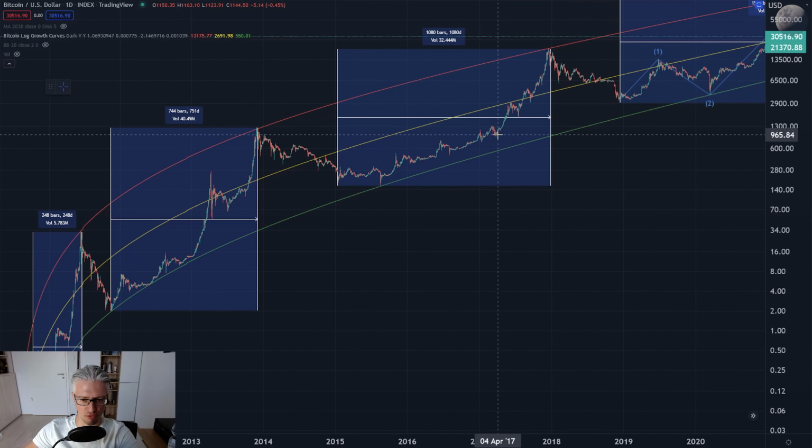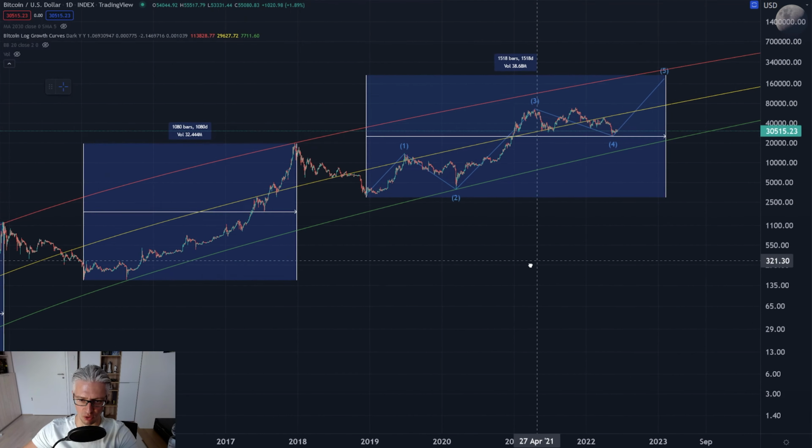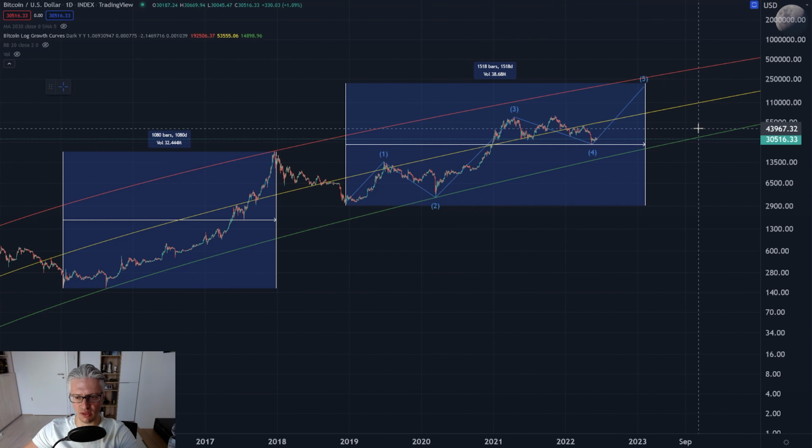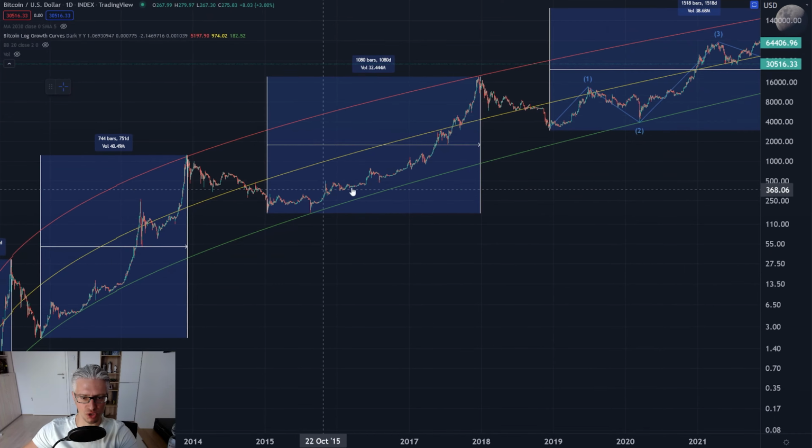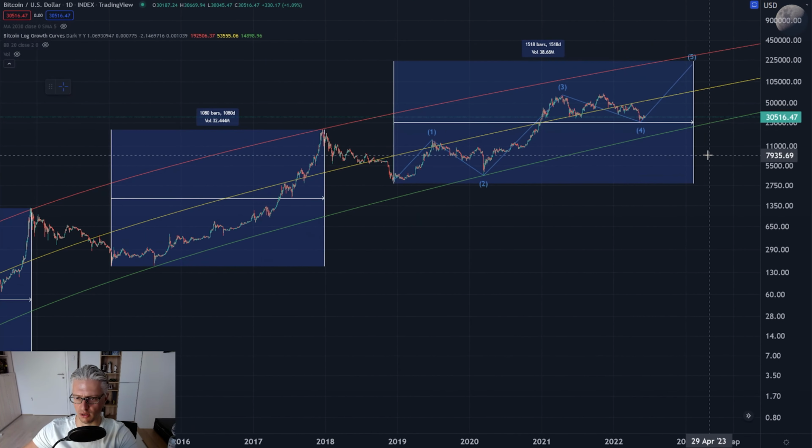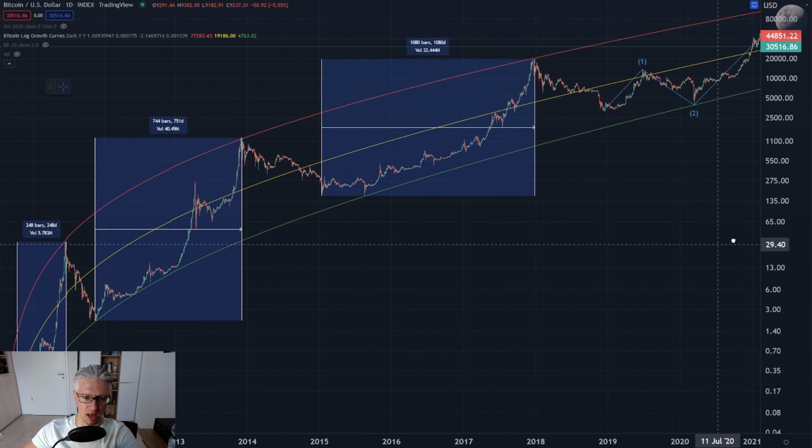Of course, every cycle is a bit different. Bitcoin cannot just one-to-one repeat what it was doing before, so every cycle will look a bit different. But the theory is that this cycle is just an even more stretched out version of the previous ones. That is the basic underlying theory.